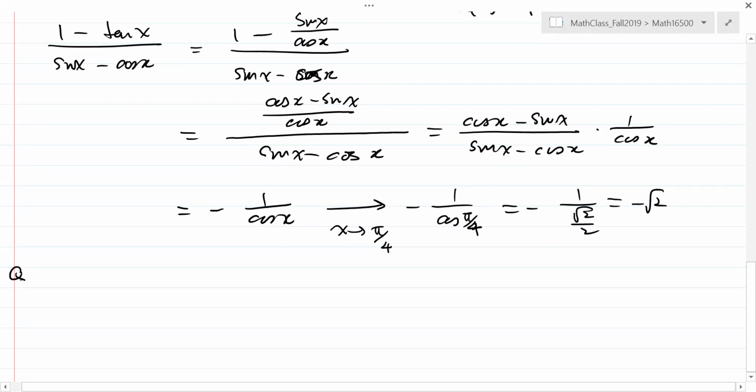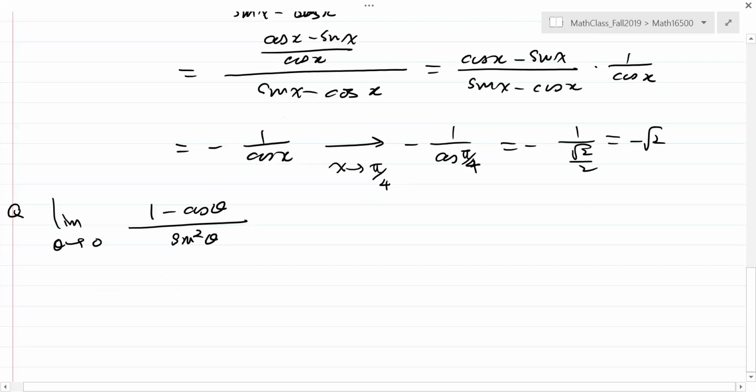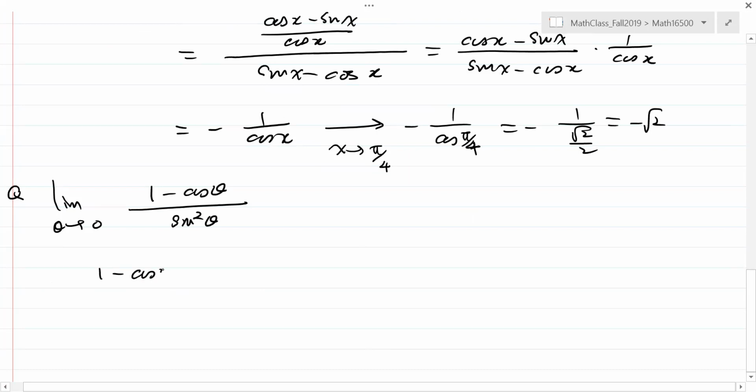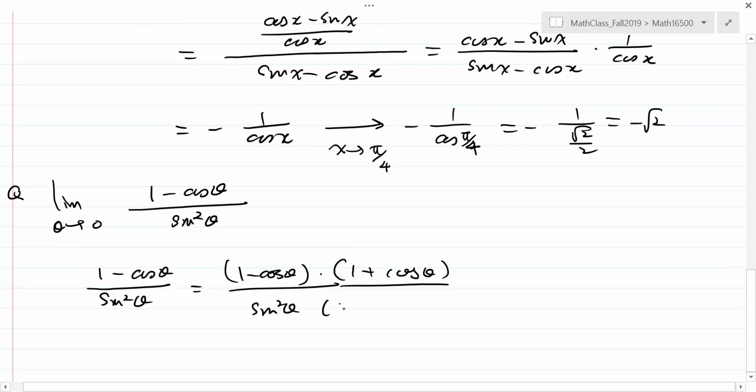Right, our next problem is to find the limit as theta approaches 0 of 1 minus cosine theta over sine square theta. This has a limit. Can you simplify? There are many ways to solve the problem. I think the easiest one will be to multiply by 1 plus cosine theta: 1 minus cosine theta times 1 plus cosine theta, over sine square theta times 1 plus cosine theta.